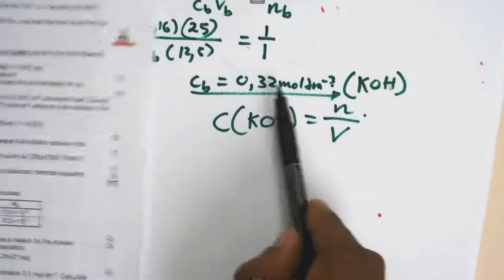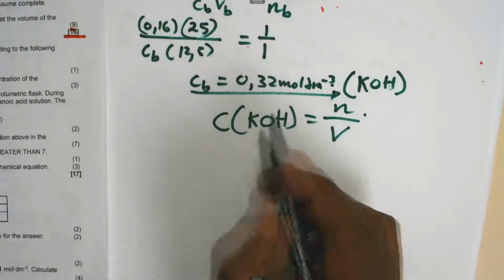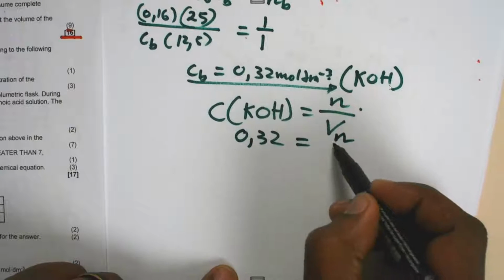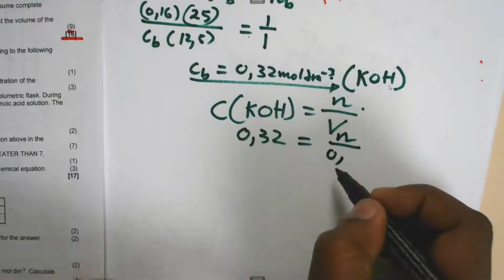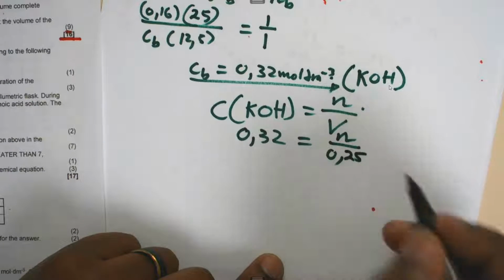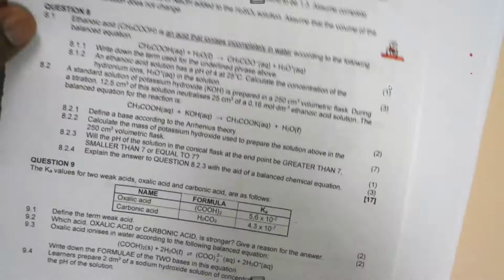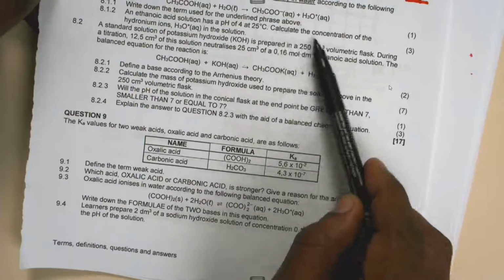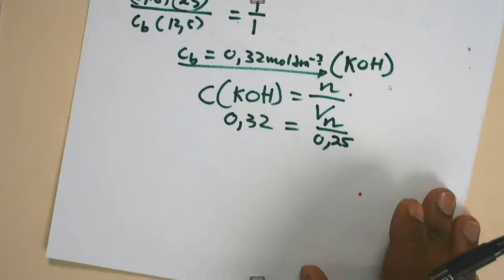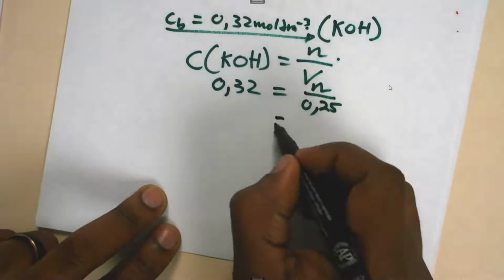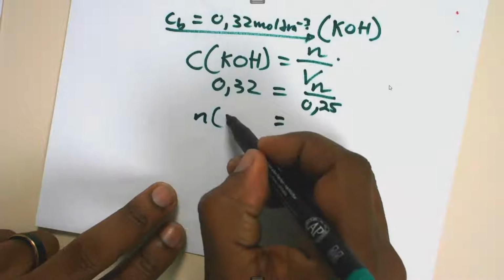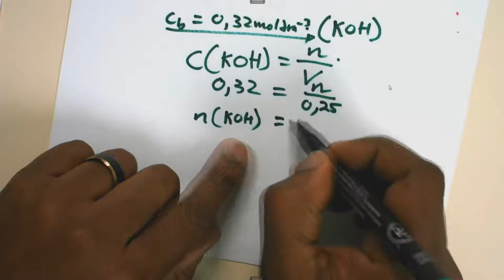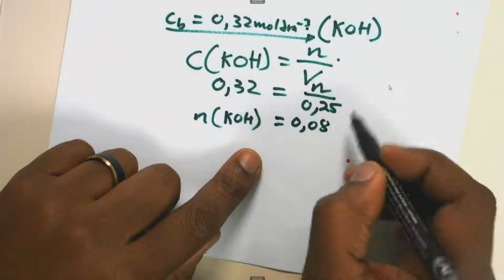We just now calculated the concentration. So it's easy for me to say 0.3 will be equal to the number of moles over the 0.25. The 0.25, remember our volume is given as 250 centimeter cubed, so we need now to convert to decimeter cubed. Then the number of moles of KOH will be equal to 0.08 mole.